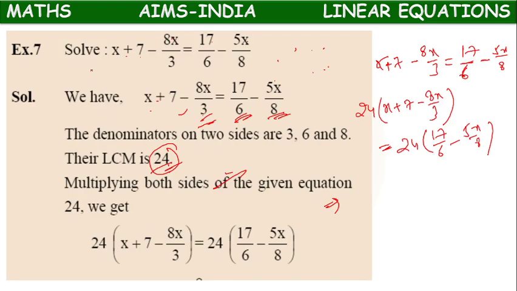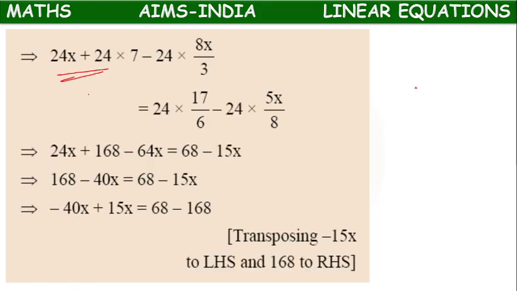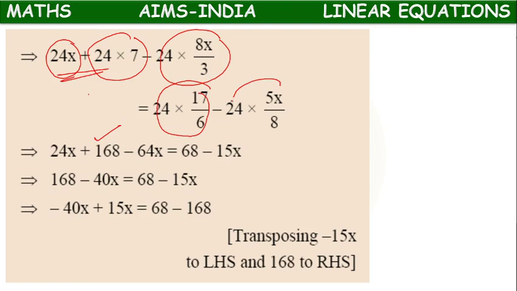So here, 24 into x, 24x, 24 into 7, 24 into minus 8x by 3. Separately we can multiply. Here also 24 into 17 by 6, 24 into 5x by 8. Like that, separately we have to multiply.